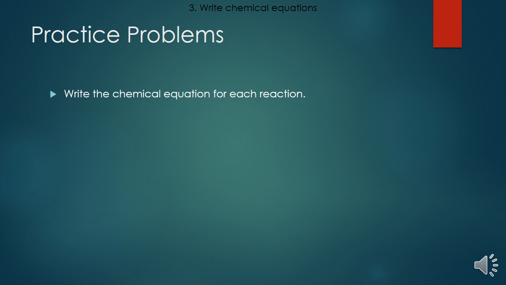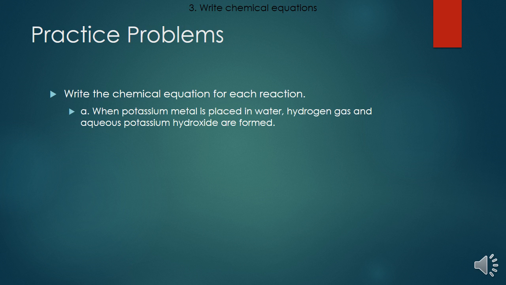I'm just going to ask you to do what you just saw in the examples there. Write the chemical equation for each. I would pause the video, try it yourself, and then see if you did it correctly. All right, I suppose you've had a go at this already. When potassium metal is placed in water, hydrogen gas and aqueous potassium hydroxide are formed.